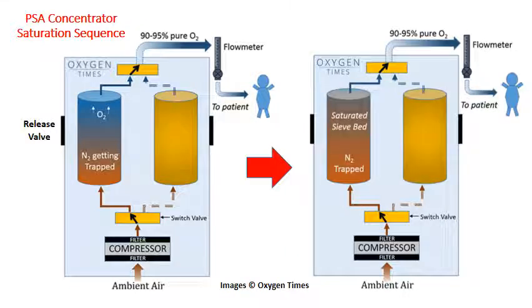So this block diagram shows the PSA concentrator saturation sequence. On the left side you see the block diagram with the nitrogen starting to get trapped, passing the oxygen and the argon out to the flow meter. Then as the nitrogen continues to accumulate in the left tank, you see on the right side that the left tank is getting saturated with nitrogen, and something has to be done about that or it will stop working. So the flush sequence is what comes next.